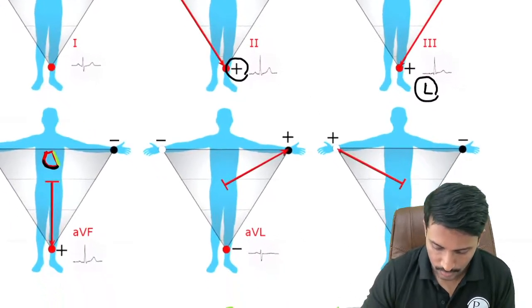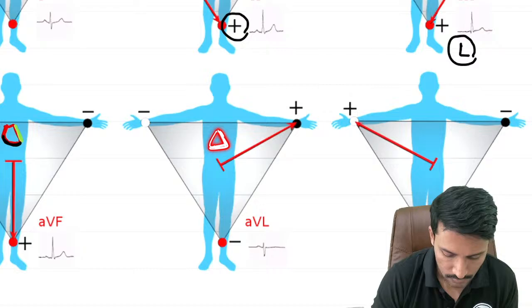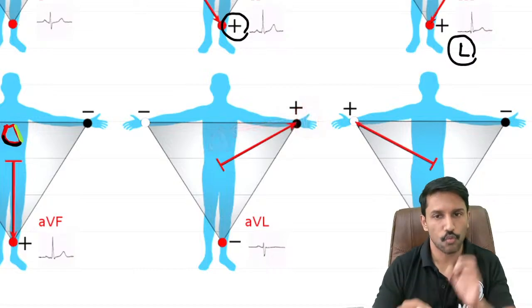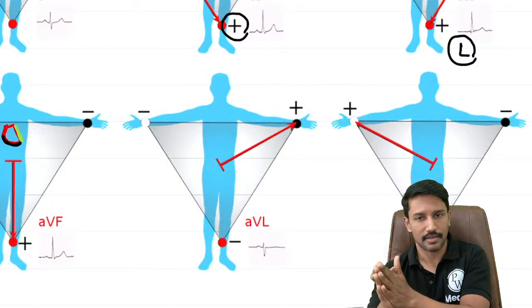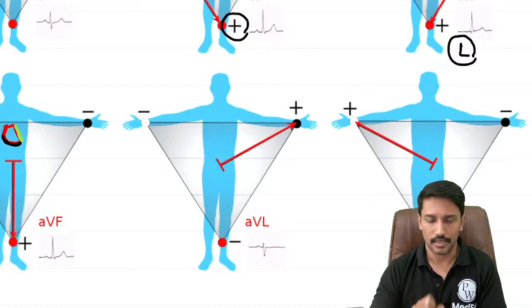Okay. Then what about the AVL? The heart is here, right? The camera is placed here. So again, this is also looking at the lateral side of the heart. So 1 and AVL are for the lateral wall. 2, 3 and AVF are for the inferior wall of the heart.